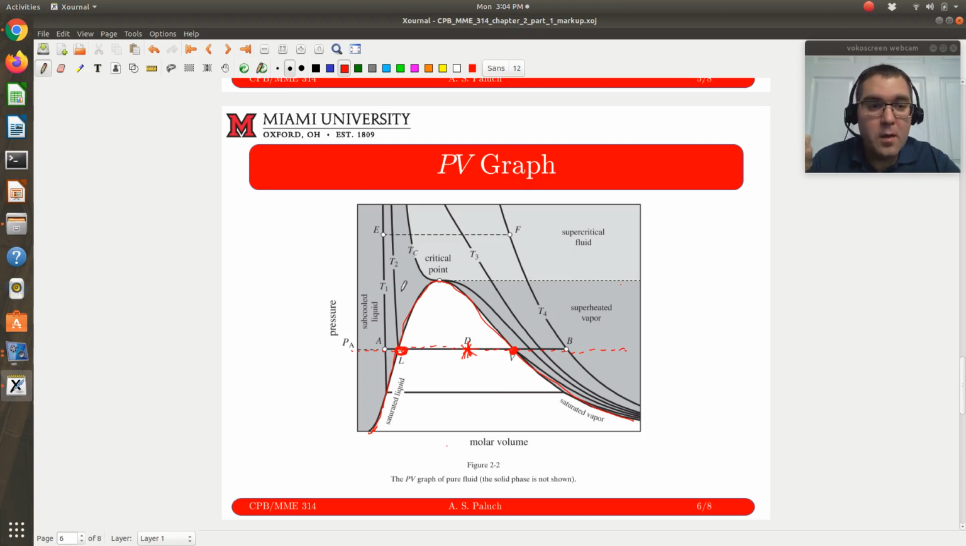Here we're plotting pressure versus volume. What I have depicted here is T1, T2, Tc, T3, T4, and so on and so forth. These correspond to lines of constant temperature, or isotherms. So these lines drawn here correspond to isotherms, lines of constant temperature, and going from T1 to T4, this corresponds to increasing temperature.